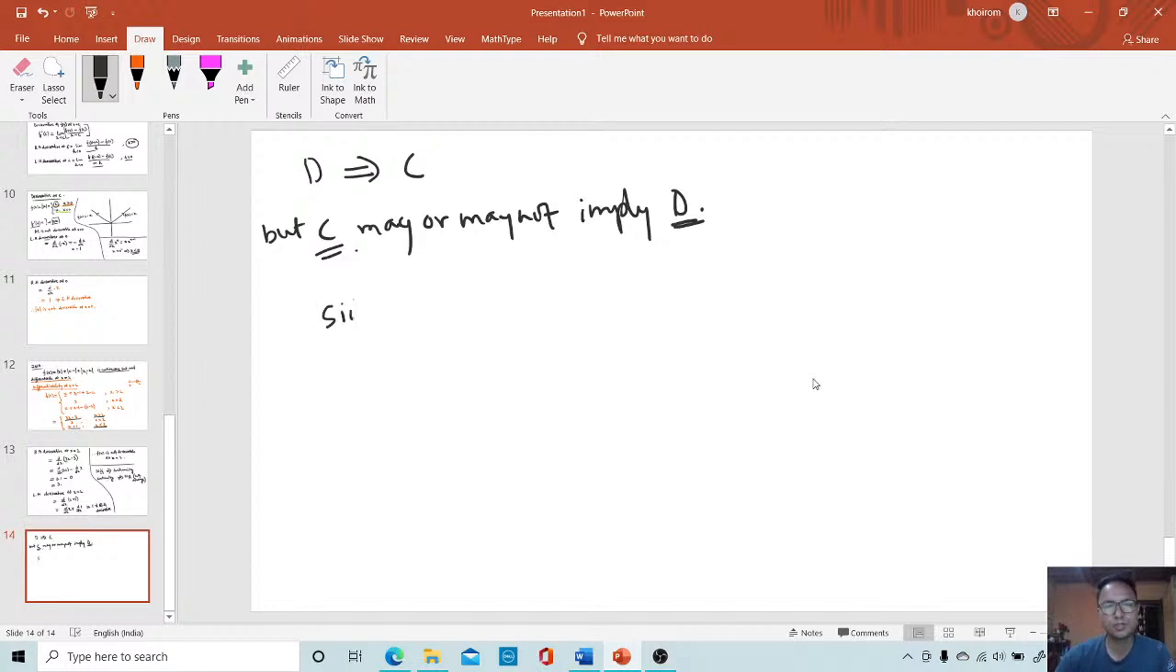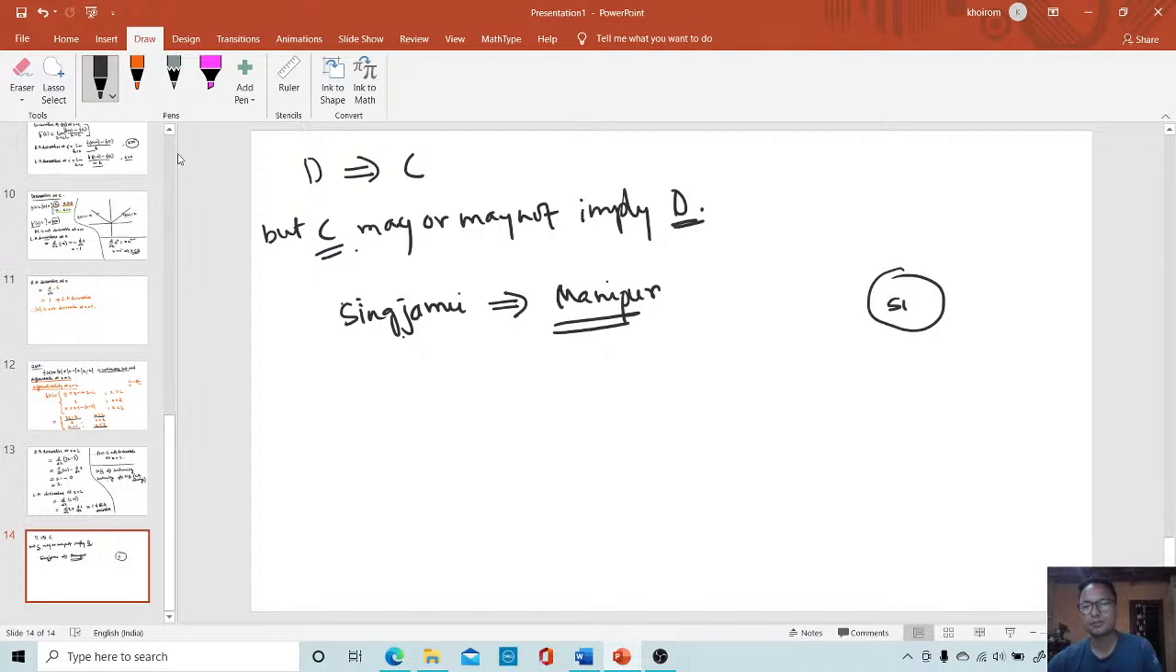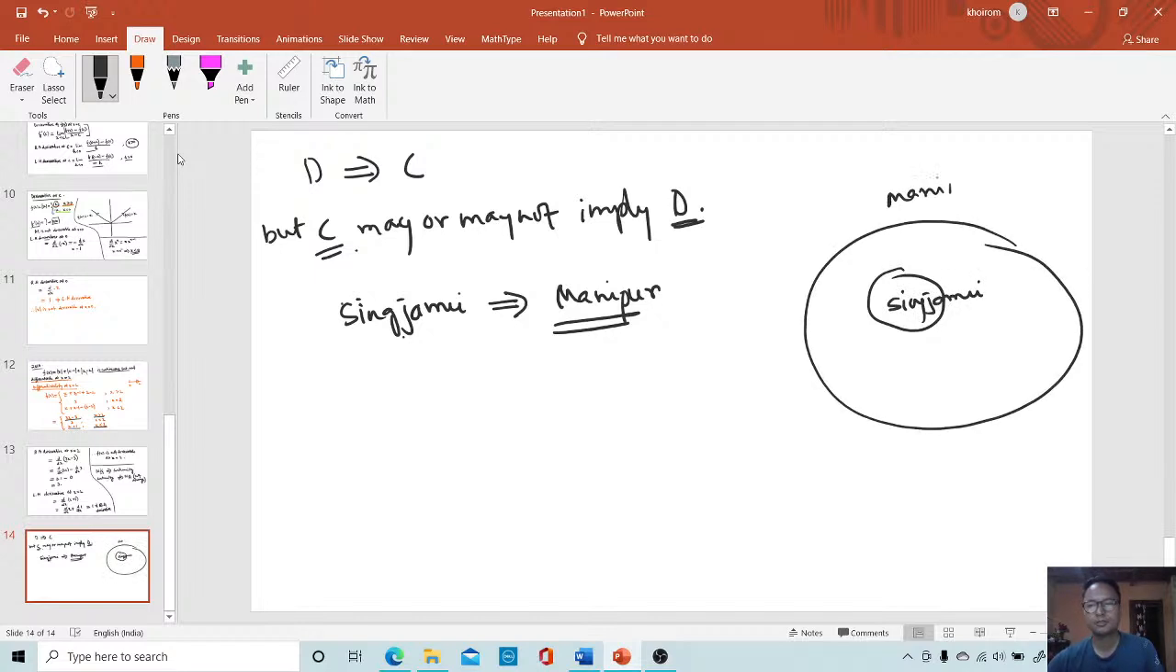Suppose you are from Singjamai. If you are from Singjamai, you can say that you are from Manipur. Because Singjamai is within Manipur. This is Singjamai, right? Manipur is in the south.